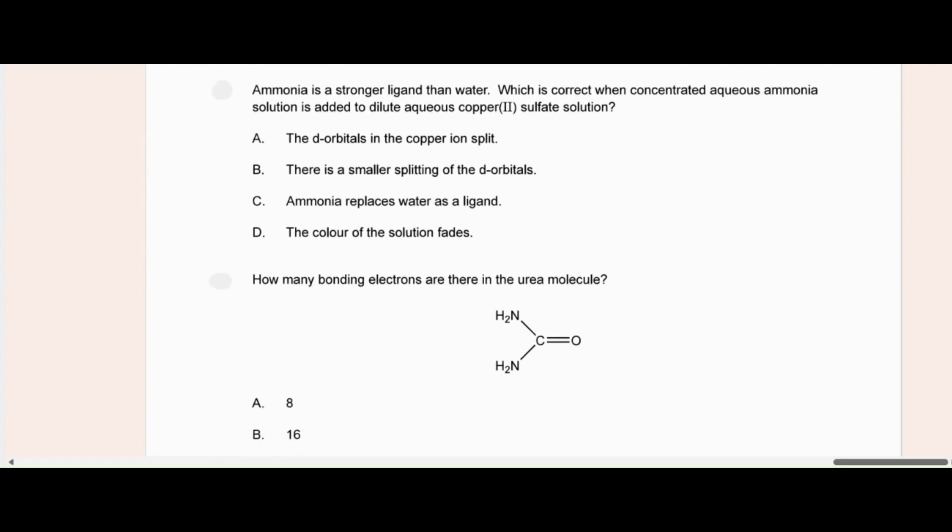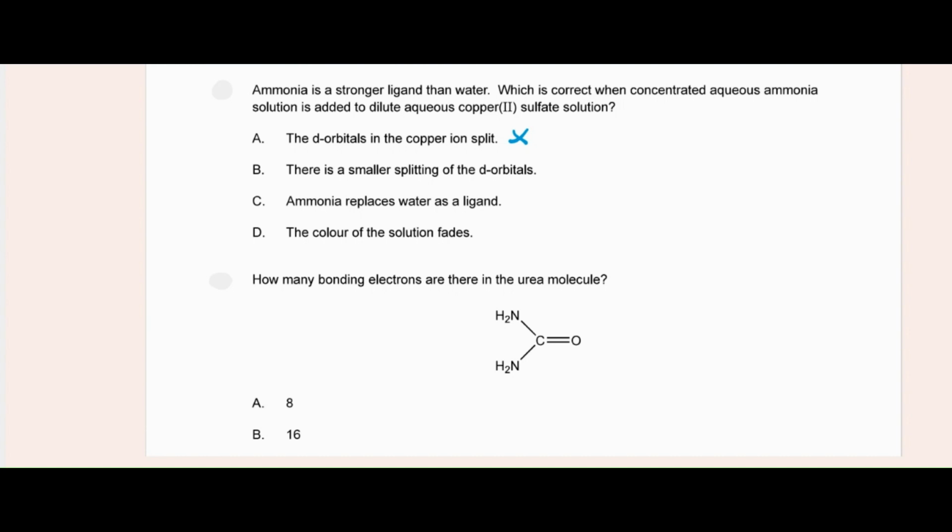Ammonia is a stronger ligand than water, which is correct when concentrated aqueous ammonia solution is added to dilute aqueous copper 2 sulfate solution. Okay. The d orbitals in the copper ion split. Well, yes, they do, but that's not exactly relevant. They do with water and they do with ammonia, so nope.